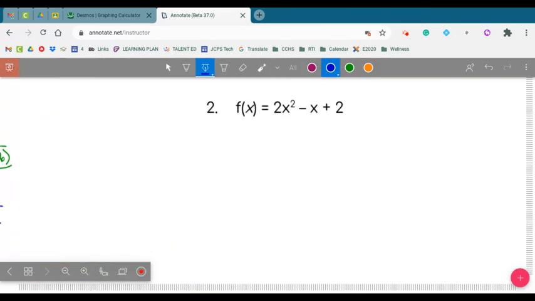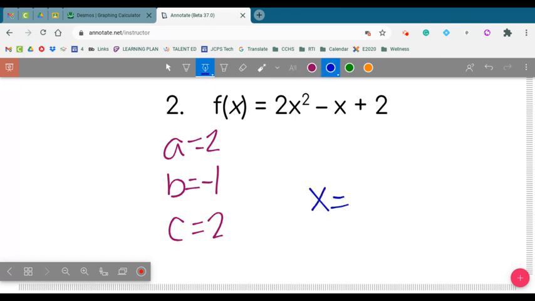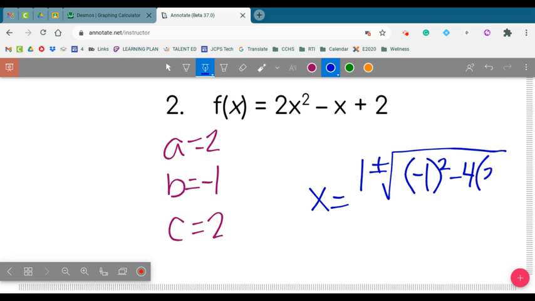Okay, next one, it's already in standard form. So I'm going to identify my A, which is 2. My B is negative 1. And my C is 2. So you're going to put it in your quadratic. X equals negative your B, so that's going to become a positive 1, plus or minus the square root, your b squared, so negative 1 squared, minus 4 times my a times my c, all over 2 times my a.